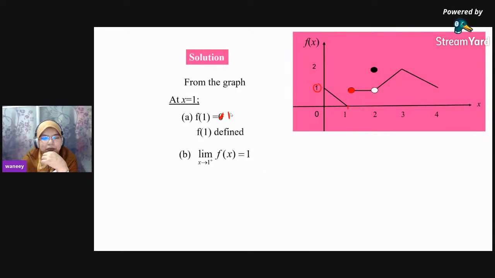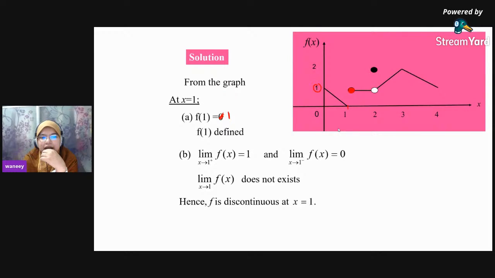B. The limit for x approaching 1 from the right hand side for f(x). So this is approaching 1 on the right hand side. And the limit for x approaching 1 on the left hand side, this value of y is 0. So that means the limit for x approaching 1 for f(x) does not exist.